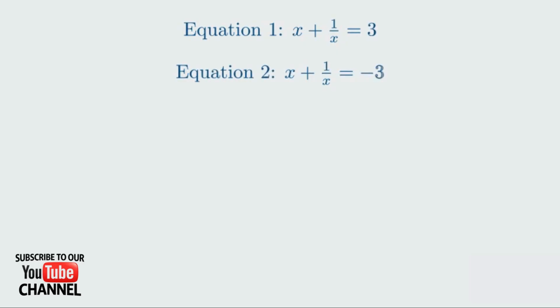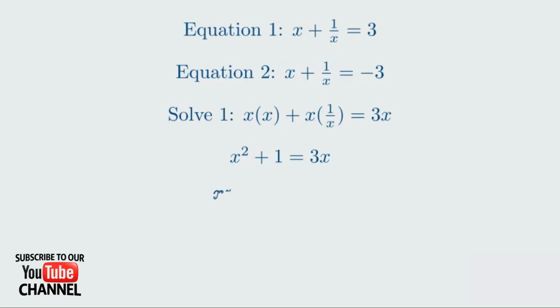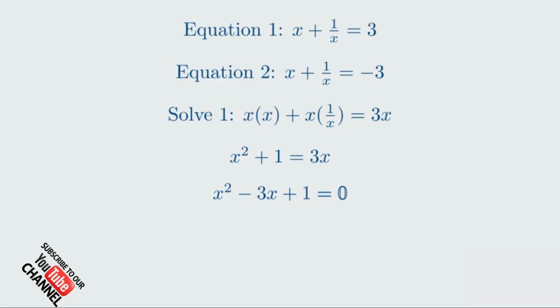Our first equation is x plus 1 over x equals 3. Our second equation is x plus 1 over x equals negative 3. Let's solve equation 1 first. To eliminate the fraction, we'll multiply every term in the equation by x. This gives us x squared plus 1 equals 3x. Rearranging this into standard quadratic form, we get x squared minus 3x plus 1 equals 0.